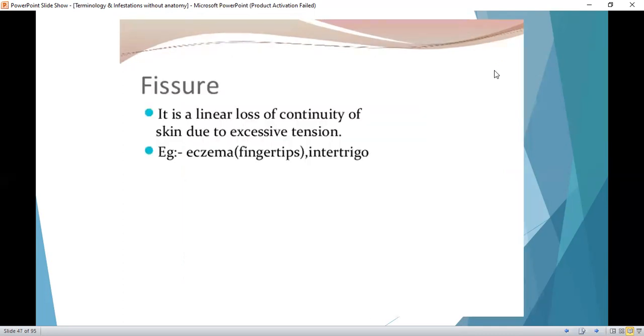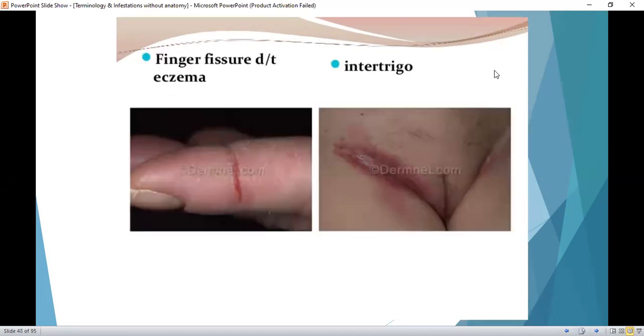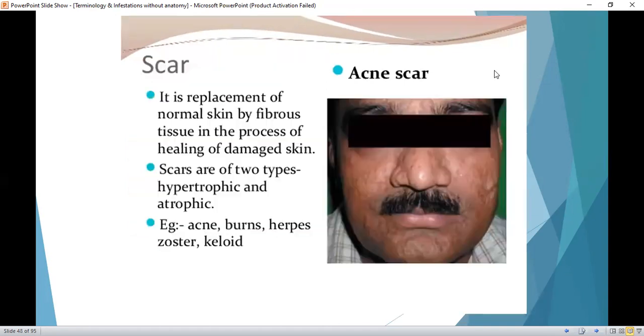Fissure. It's a linear loss of continuity of skin due to excessive tension. For example, eczema of the fingertips and intertrigo. This is an example of fissure, intertrigo, and the fingertip eczema.